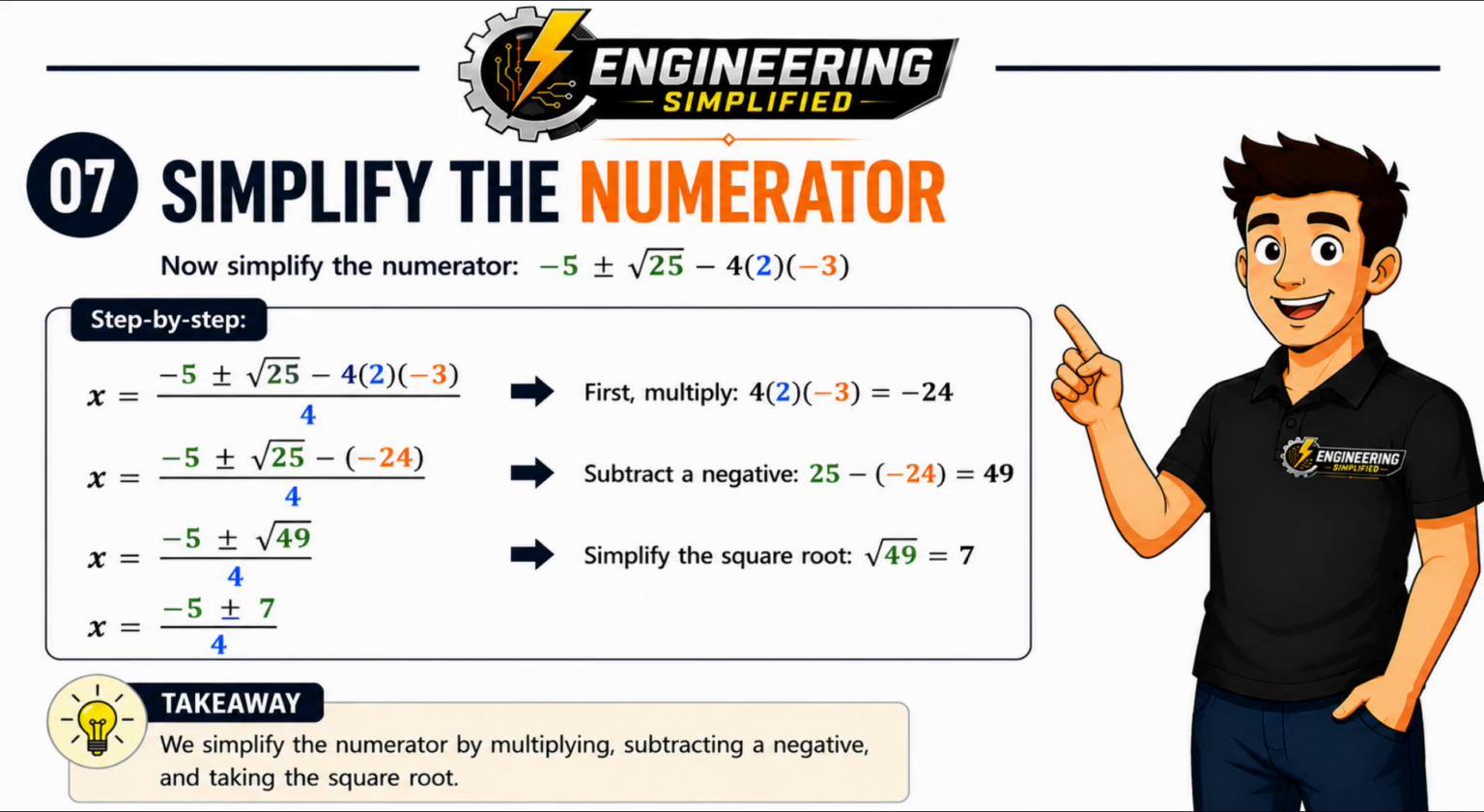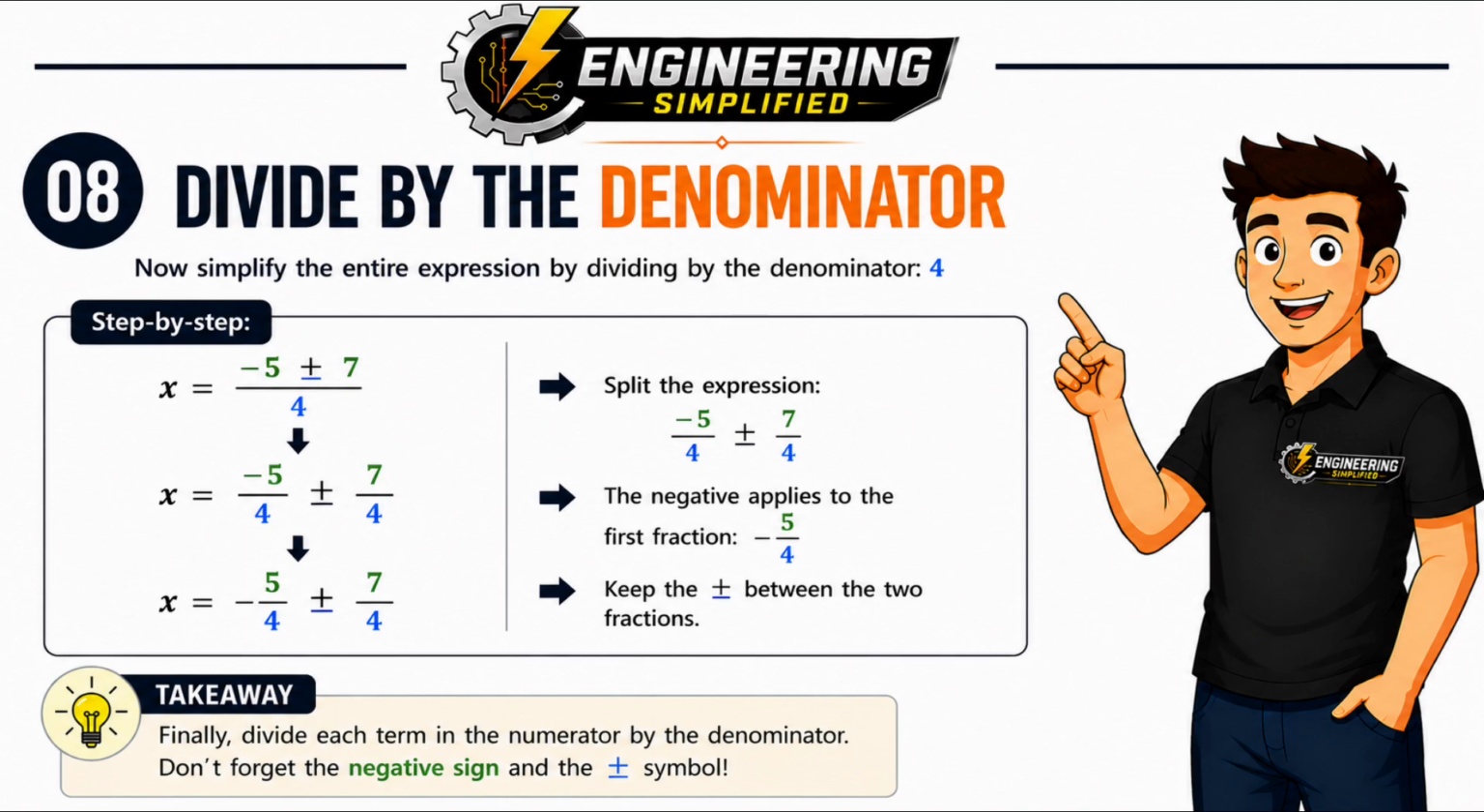Next, simplify the expression inside the square root. 5 squared is 25. 4 multiplied by 2 multiplied by negative 3 equals negative 24. 25 minus negative 24 equals 49. The square root of 49 is 7. Our formula now becomes negative 5 plus or minus 7 over 4.